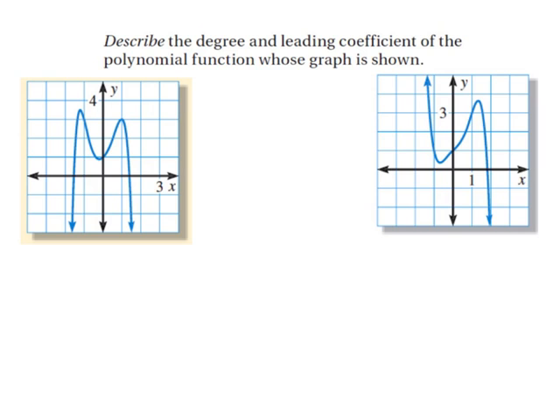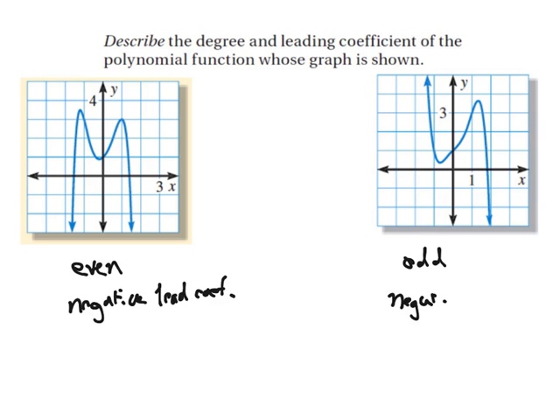So, same thing here. We're going to look at graphs and tell what the degree is, odd or even, and what the leading coefficient is, positive or negative. In this one, it's even because they both go the same direction, and it's a negative leading coefficient. This one's odd because they go opposite directions, and the right side goes down, therefore it's a negative leading coefficient.